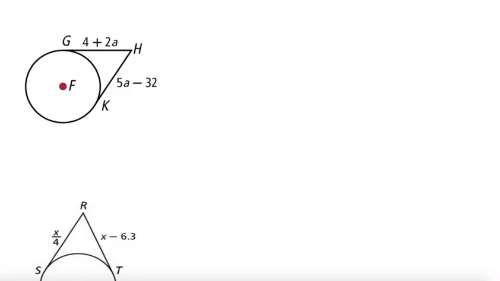Okay, this next one's going to be really similar. I now, again, have two different tangents. So I have that GH is tangent to circle F, and HK is also tangent to circle F. So that means that GH is congruent to HK. So to solve for a, all I'm going to do is set these equal to one another. So I have 4 plus 2a is equal to 5a minus 32.